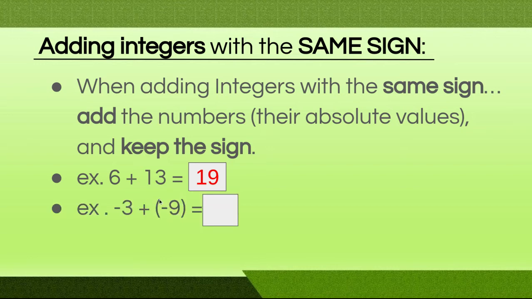In the example here, I'm adding two numbers with the same sign. So I ignore the sign. I take their absolute values. They're always positive. 3 plus 9 is 12. And then it says keep the sign. So it would be negative 12. So that's how we add integers with the same sign. We add the numbers and keep their sign.